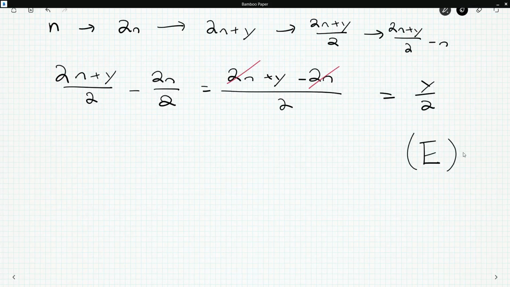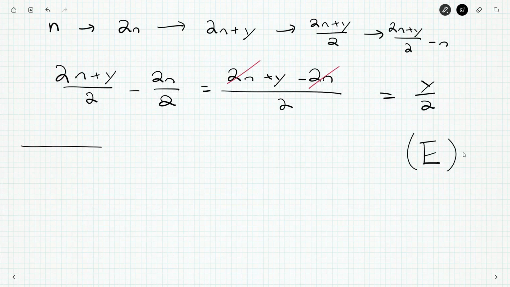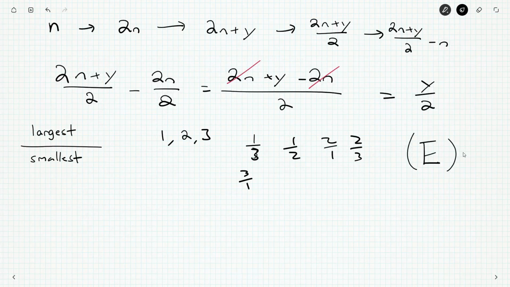So to make a fraction as big as possible, I've got something over something. We want to make the numerator as large as possible, and we want to make the denominator as small as possible. Think about it this way. If I had the numbers 1, 2, and 3, and I wanted to make the biggest fraction, well, there's only so many fractions we can make. We can have 1/3, 1/2, 2 over 1, 2 over 3, 3 over 1, 3 over 2. The biggest one is 3 over 1. Take the biggest number, divide it by the smallest number, and you'll have the largest fraction possible.